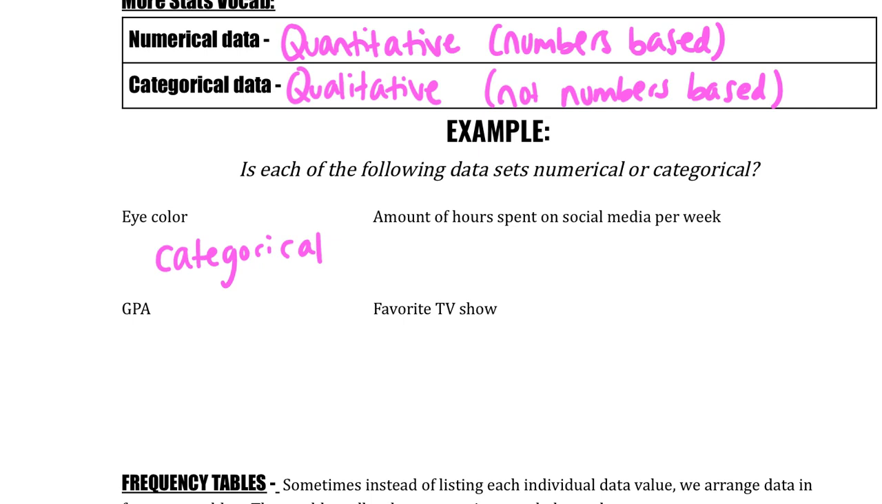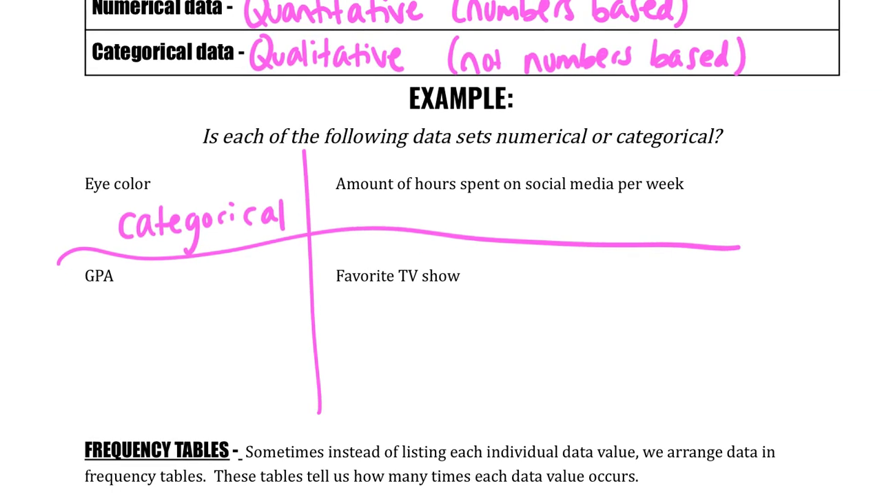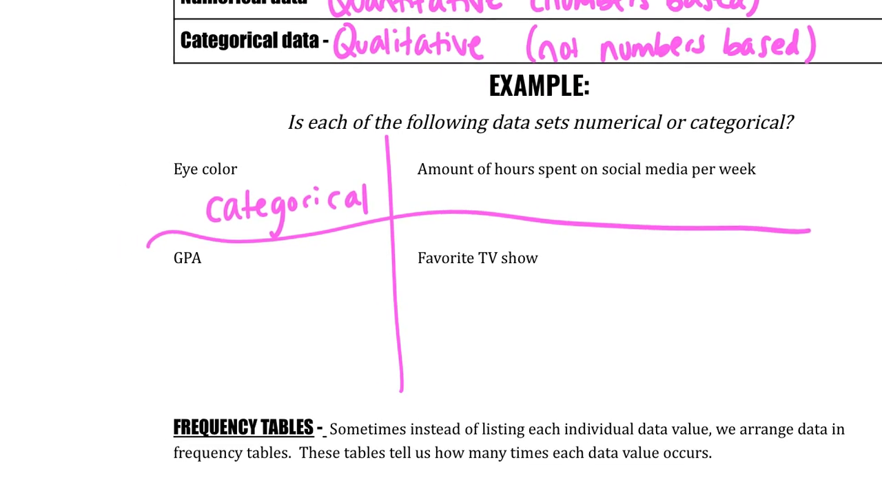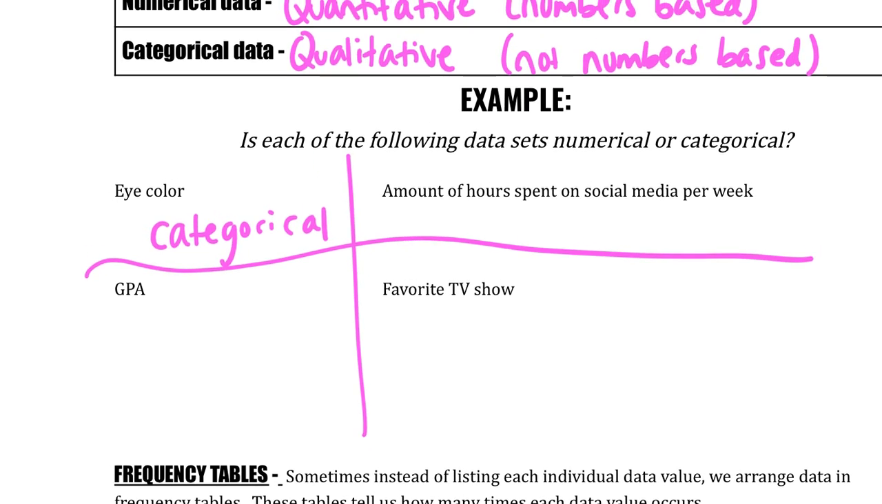Amount of hours spent on social media per week. Same, if I were to ask that question in the class right now, you would be shouting out numbers, which are probably too large for what you should be spending on social media. But anyway, that is numerical, because you would answer it with numbers. GPA is also numerical. It has numbers. Favorite TV show, definitely not numerical. If I ask you your favorite TV show, you're not going to answer me with a number. So that's what we call categorical.